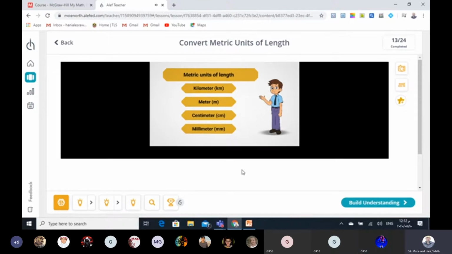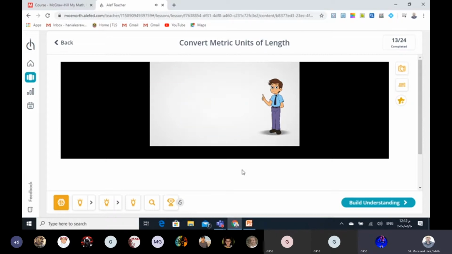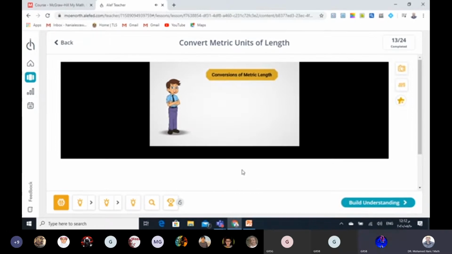What are some metric units of length? Yes, kilometer, meter, centimeter, and millimeter are all units of metric length. In this lesson, you will learn how to convert metric units of length by multiplying or dividing by 10, 100, or 1,000. You will also compare metric measurements of length that are given in different units.